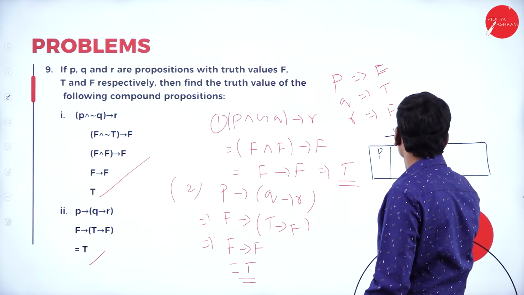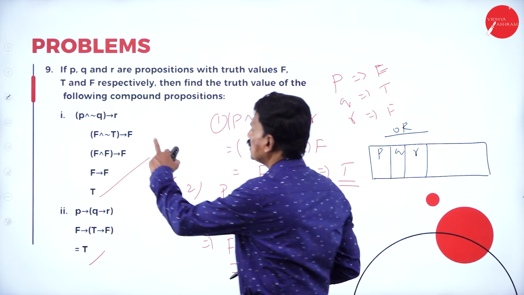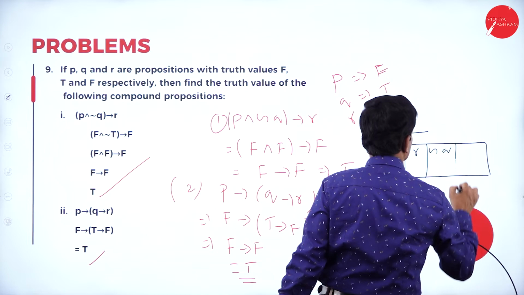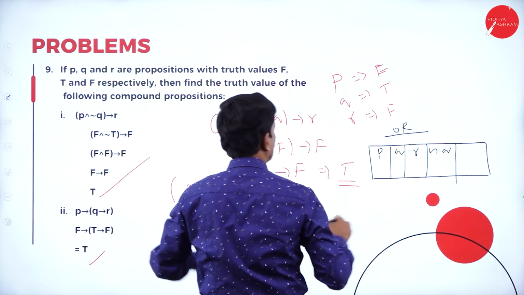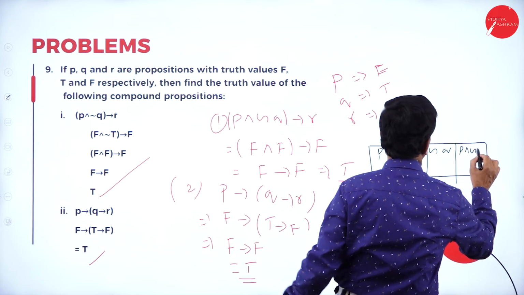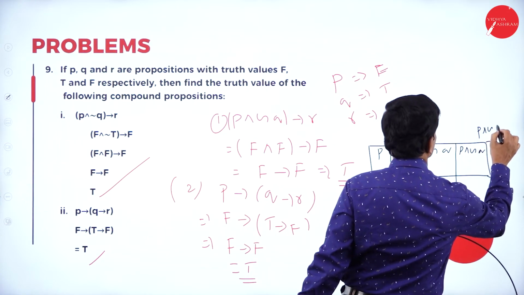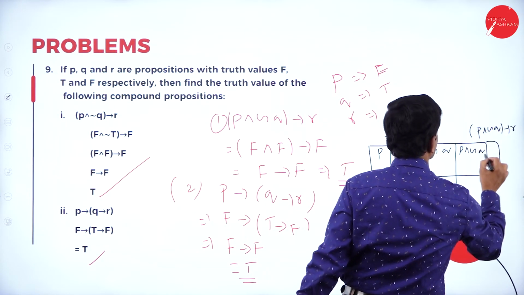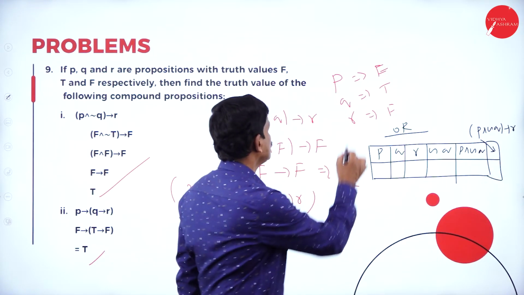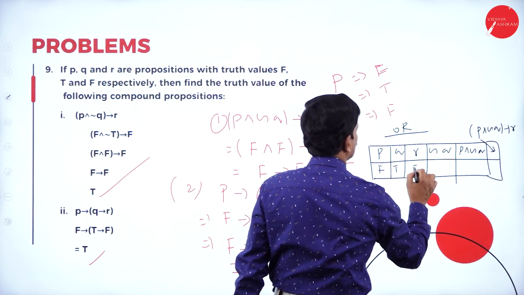So P, Q, R, then negation of R, negation of Q, then P conjunction negation of Q, then the conditional, that is P conjunction negation Q conditional to R. So you can write it here. What is P? P is F, Q is equal to T, R is equal to F.